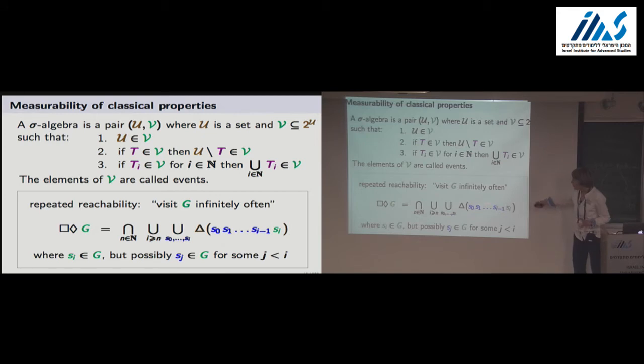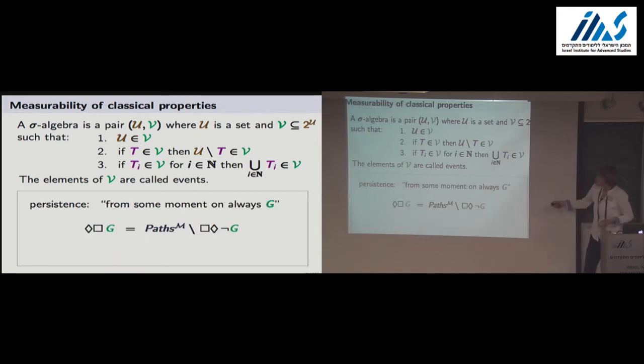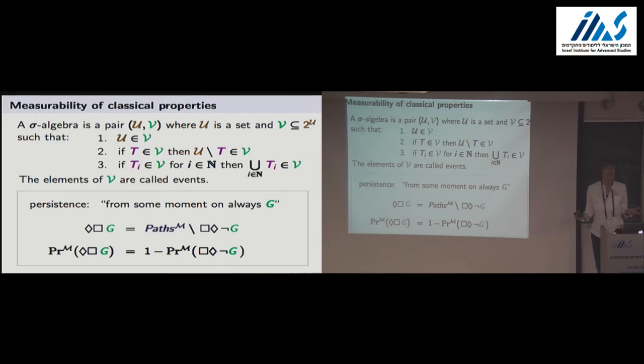And these sets might or might not be disjoint. Well, and this is the dual, persistence, from some moment on continuously G. This is simply the complement of infinitely often not G, which means for the probability, if we know the probability for infinitely often not G, then we can simply calculate 1 minus that to obtain the probability here.